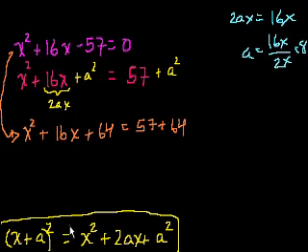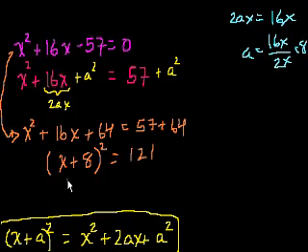Now that the left-hand side expression takes this form, I can rewrite it as what? X plus a squared. I can rewrite it in this form. And we know that a is 8, so it becomes x plus 8 squared is equal to, and what's 57 plus 64? Let's see, 11 plus 11, it's 121.